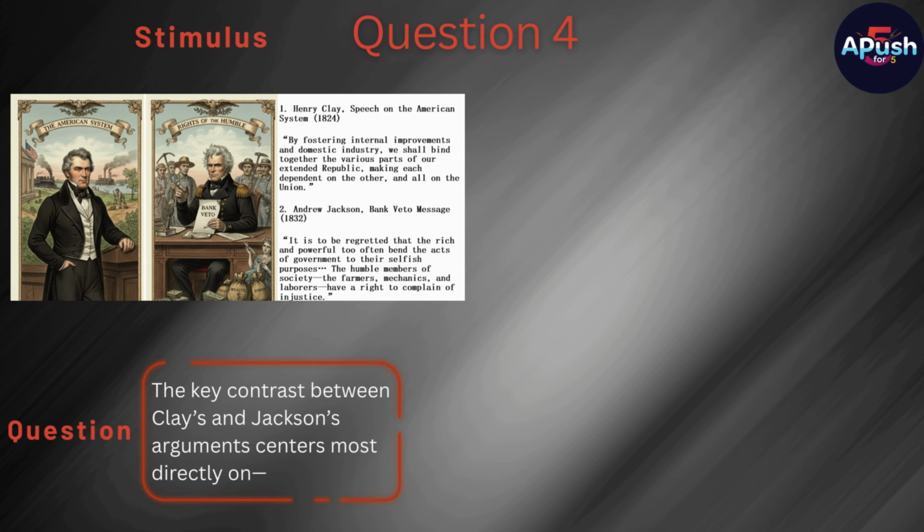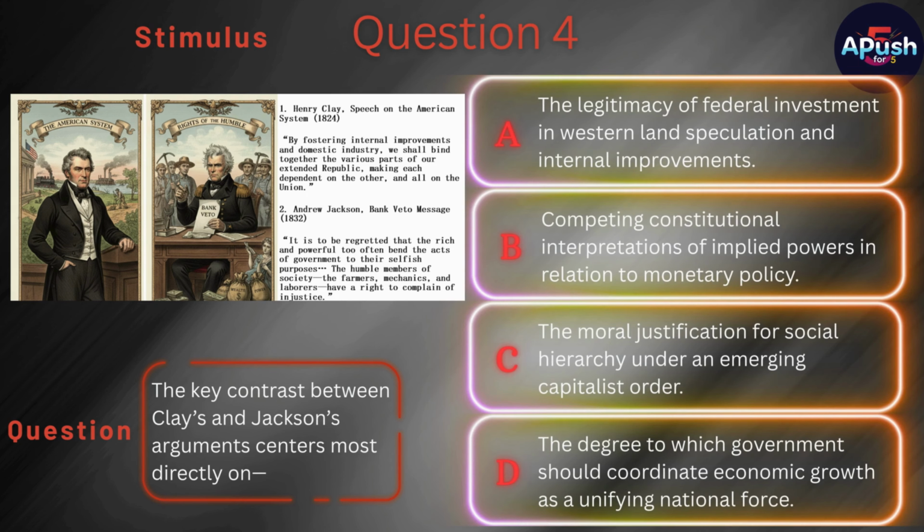Question. The key contrast between Clay's and Jackson's arguments centers most directly on A. The legitimacy of federal investment in Western land speculation and internal improvements. B. Competing constitutional interpretations of implied powers in relation to monetary policy. C. The moral justification for social hierarchy under an emerging capitalist order. D. The degree to which government should coordinate economic growth as a unifying national force.